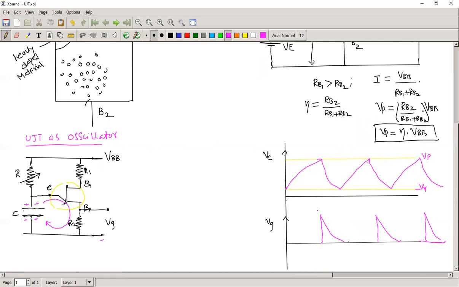In the next class, we will see how to synchronize these pulses to the supply. Then only these pulses are useful to turn on the SCR. Otherwise, the SCR is reverse biased. If the UJT is giving pulses that are applied to the SCR at that time, what happens? The SCR will not turn on. To avoid that, we synchronize the operation of the UJT with the supply voltage given to the SCR to turn it on. That we are going to see in the next class.